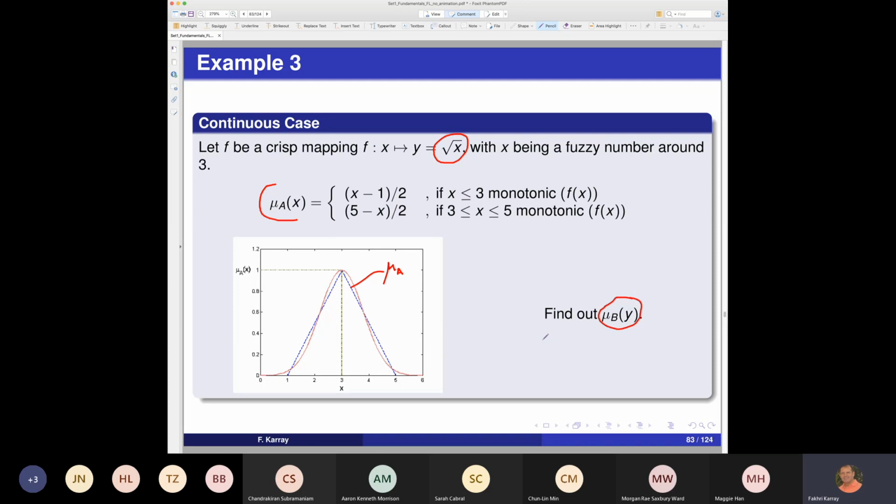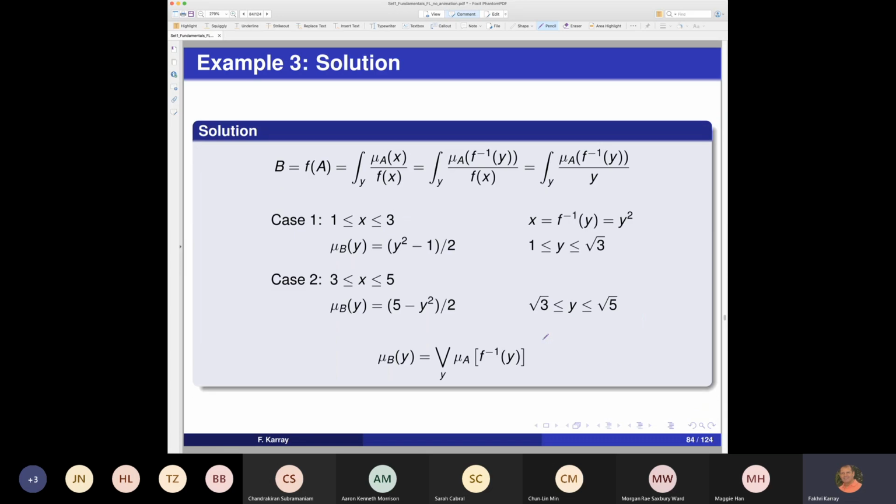As you can see from this representation, square x for positive values is going to be monotonous, and it's going to be a bijective function. So what does that mean? Let's look at this particular representation. So B, which is given by f of A, is equal to mu A of x for all elements of f(x).